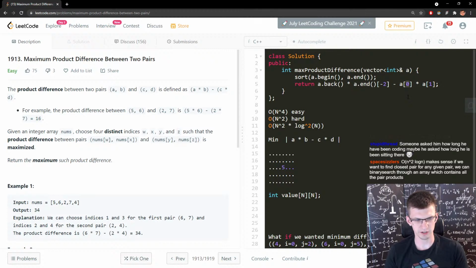Binary search for an array. You cannot binary search because how do you know if you should go left or right?